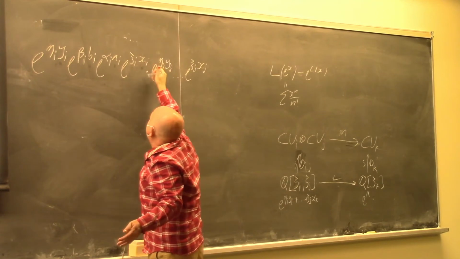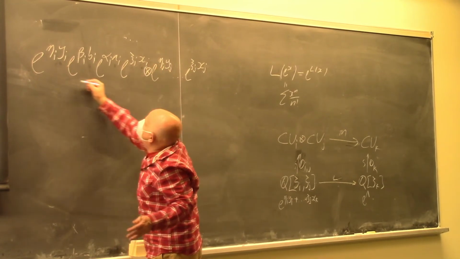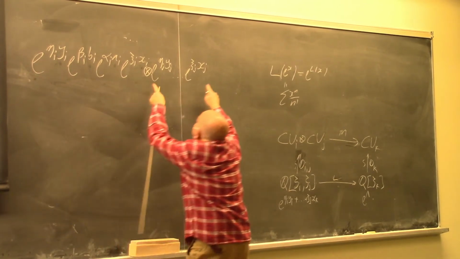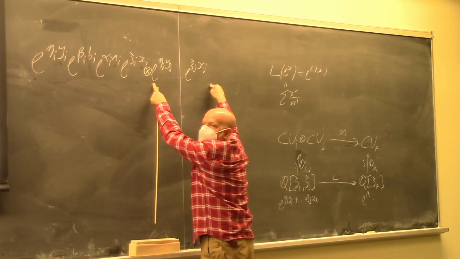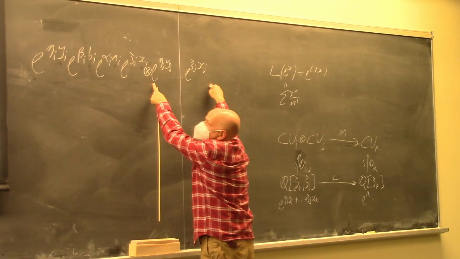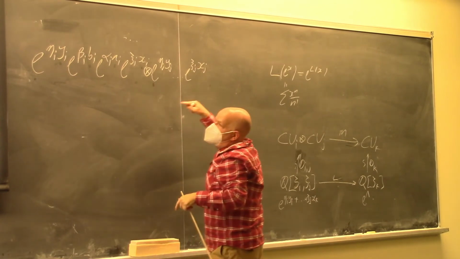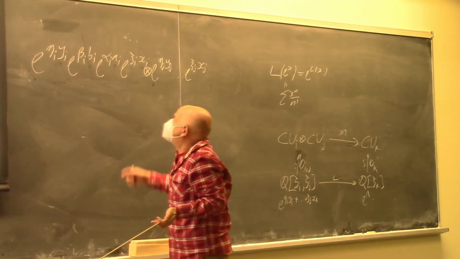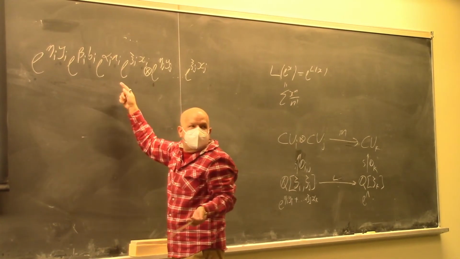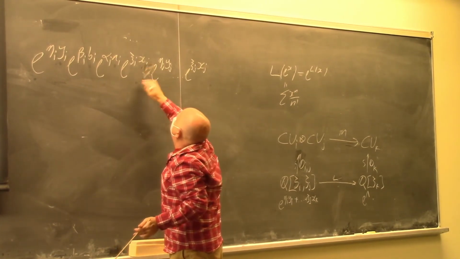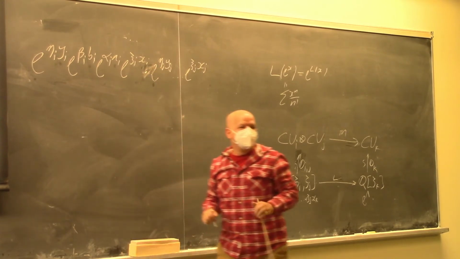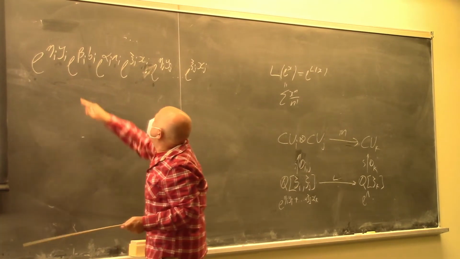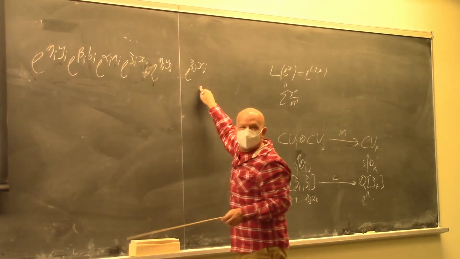So that's the do-nothing operation. In the first tensor factor, I just get these, and in the second tensor factor, I get those. Okay? And then I apply the multiplication map. But what does the multiplication map do? It concatenates the two things. So basically, I get that. So the left-hand side just gives me this product.